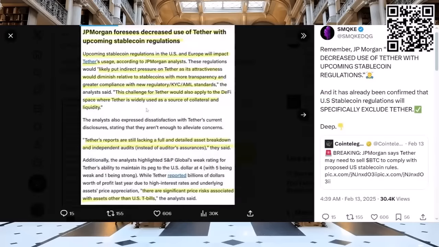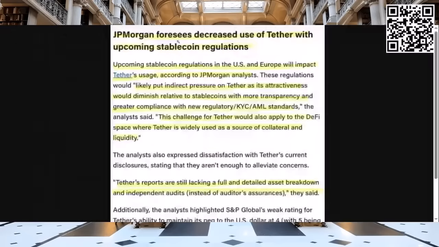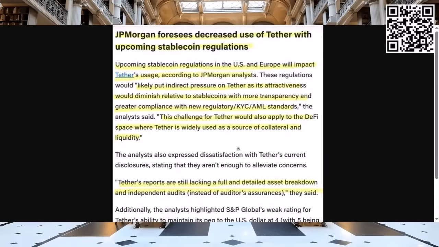This goes deep. He gets deep with it. We're going to get deep with it as well. Let's pull this up on your screen. JPMorgan foresees it all, but upcoming stablecoin regulations in the U.S. and Europe will impact Tether's usage, according to JPMorgan analysts. Again, this would likely put indirect pressure on Tether as its attractiveness would diminish. I'll say that again, diminish.